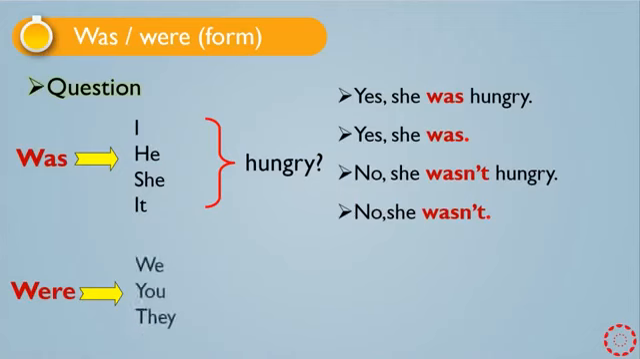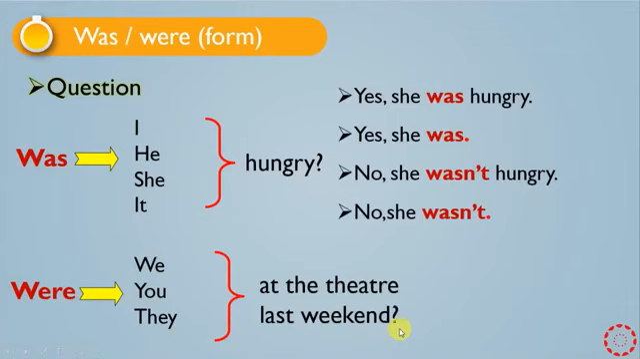So with the pronouns like we, you, they, we bring were to the front part of the sentence. Then we write down the pronouns and the rest of the sentence. We write the rest of the sentence at the end: at the theater last weekend. So good. If we answer the question, we either say yes, we were, or if we say no, we say no, we weren't. We should add negativity to the sentence. It depends on the answer. If we say no, we should have negative form.